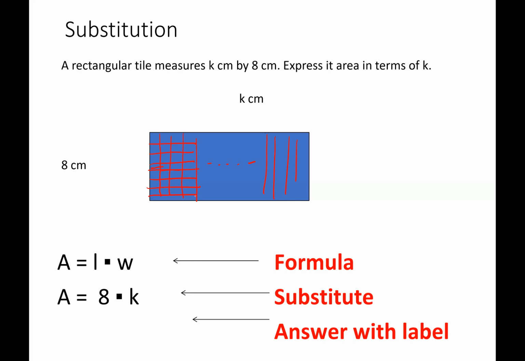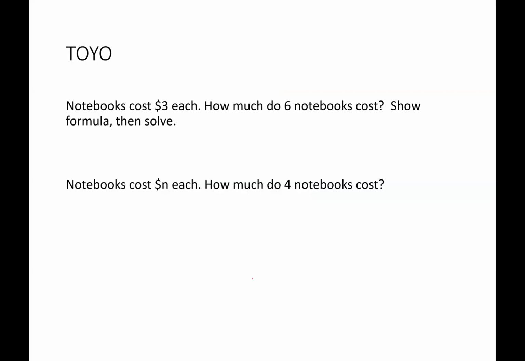So we can't solve this with a number, but we can write an expression. So our third line would just simply be area equals 8K. And then our label, since we're talking about centimeters, is centimeters squared. Does everybody remember that for area, we use square units? Good, okay. Ashlyn, did you have a question or were you going to tell me the answer? Oh, good job, okay. All right, let's keep going. We've got a little bit to cover yet. So the next one is labeled a toyo.